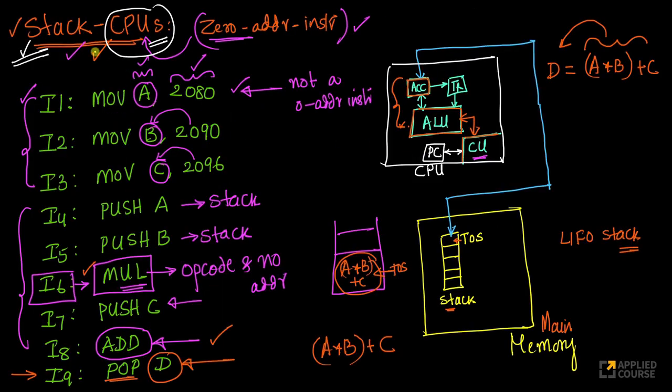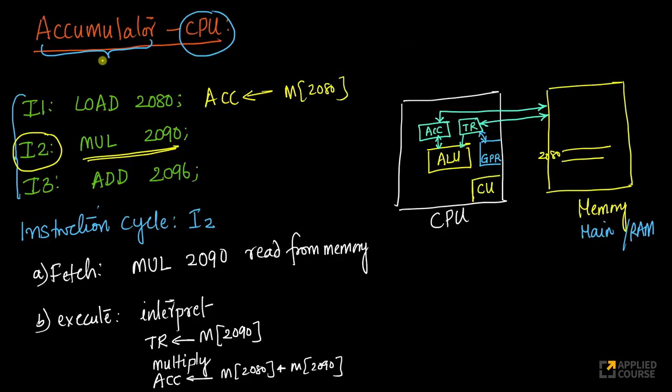In the previous case, when we talked about stack CPUs, we talked mostly about how the ALU uses the stack to store the operands. So here also, when we're talking about the accumulator CPU, our focus is mostly on the ALU itself. This instruction is very, very important. We have mul 2090. What are the inputs to the arithmetic logic unit? The accumulator is one input. The temporary register is the other input. The temporary register is connected to the main memory. Similarly, the accumulator is also connected to the main memory.